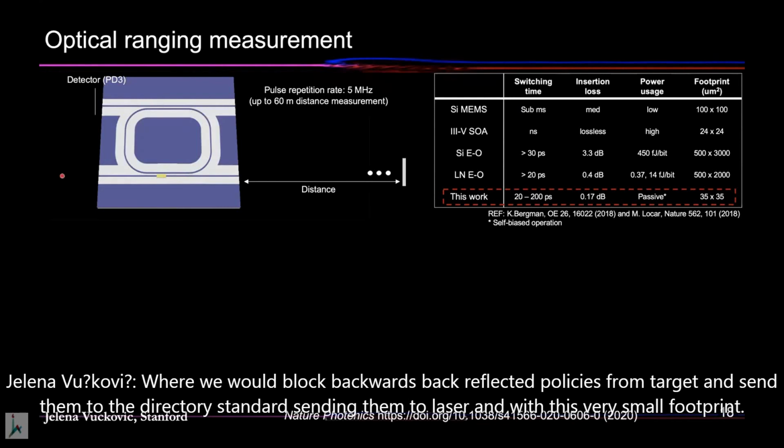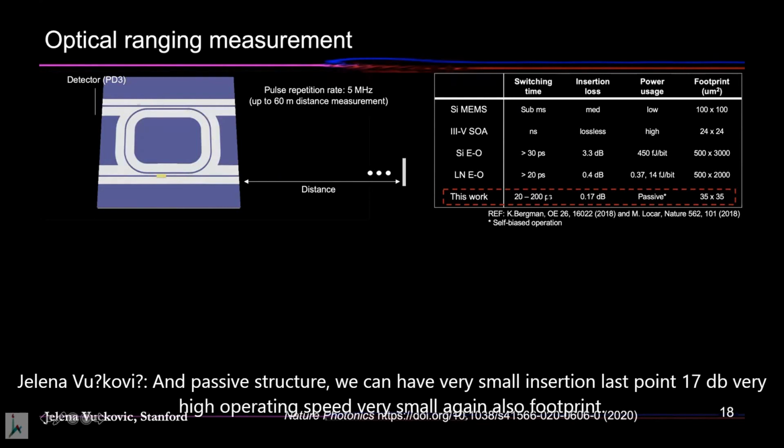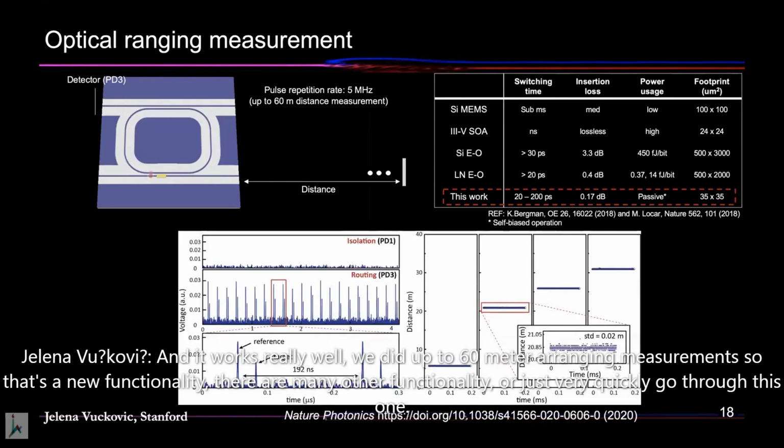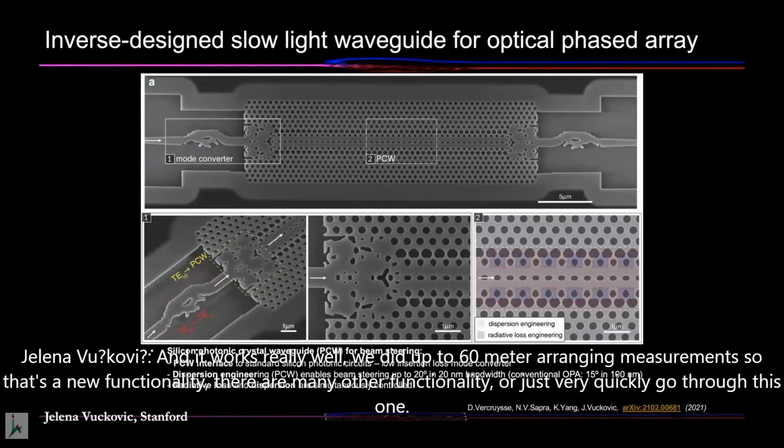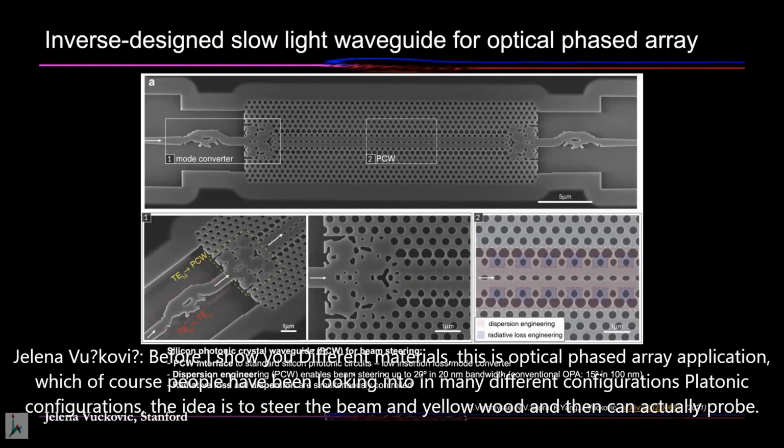With this very small footprint and passive structure, we can have very small insertion loss, 0.17 dB, very high operating speed, and very small footprint, and it works really well. We did up to 60-meter ranging measurements. So that's a new functionality. There are many other functionalities. I'll just very quickly go through this one before I show you different materials.